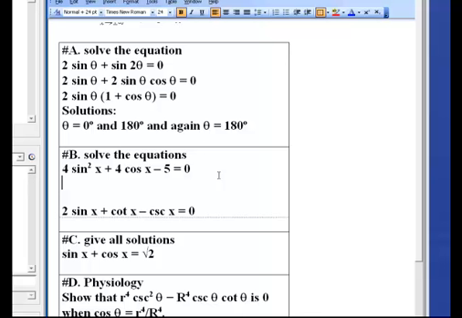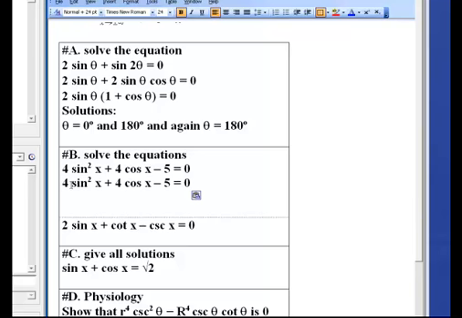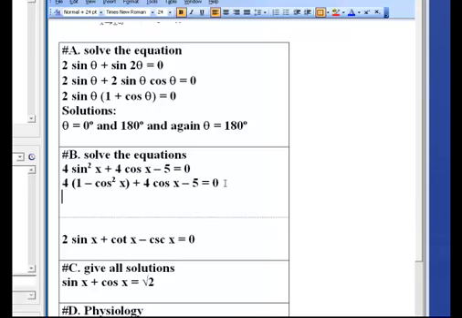Next one, solve these equations. 4 sine squared plus 4 cosine minus 5. I have to get rid of one of them. Well, the sine squared, Pythagorean offers itself, so it's going to be 4 times 1 minus cosine squared. So 1 minus, let's see if I can find a nice negative there. There it is. There we go. So that's where we have substituted, and then I'm going to do the algebra, the combining here all in one big step.